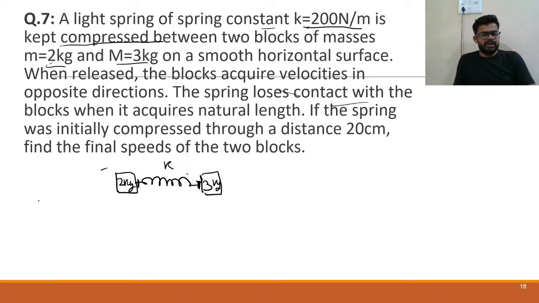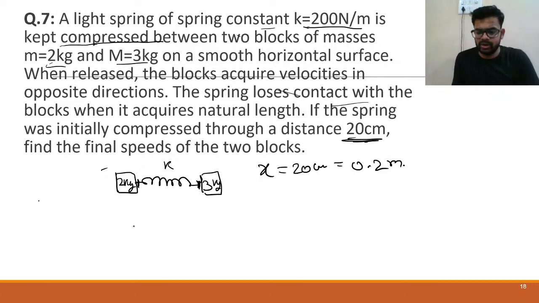The spring was initially compressed by 20 centimeter. The value of x is given as 20 centimeter, and we can write it as 0.2 meter, because we need only SI units. So now what can we do?